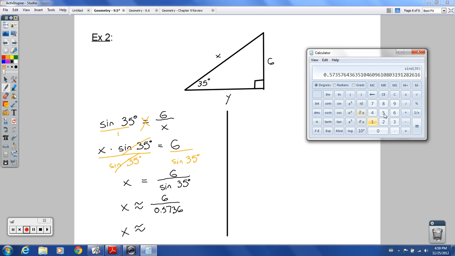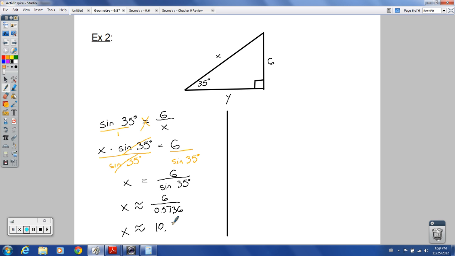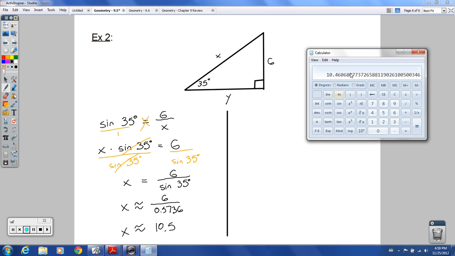The best answer would be to actually take 6 and divide it by, and I'll put in parentheses, sine of 35. I guess I can't do it that way. I thought maybe I could. So 6 divided by, I have to actually type in 35 sine, and then press equal. It'll give me 10.5 rounded to the nearest tenth. 10.46 would be rounded to the nearest hundredth. Let's just keep this number in mind and see what we get if we use this approximation instead. See how close it is to that.